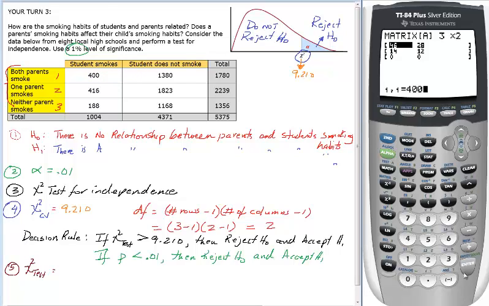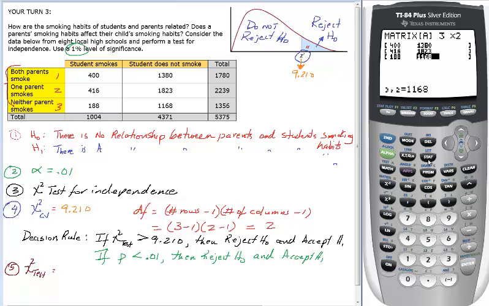400, hit the enter button. 1380, enter. 416, enter. 1823, enter. 188, enter. 1168, enter. Now always take a second to check your data, double check and make sure all your numbers are correct, which is what I'm doing now. 400, just double checking to make sure all my data is correct.